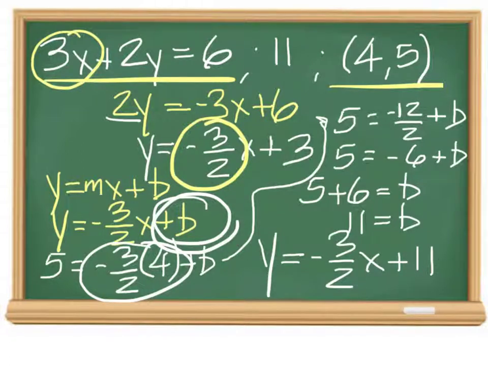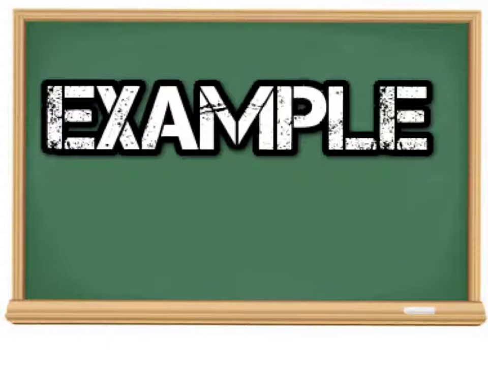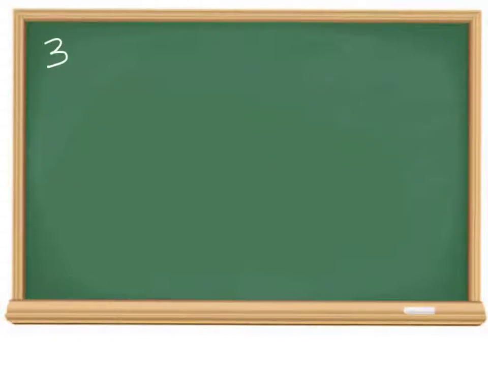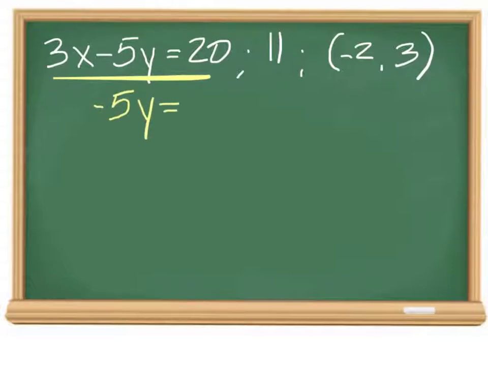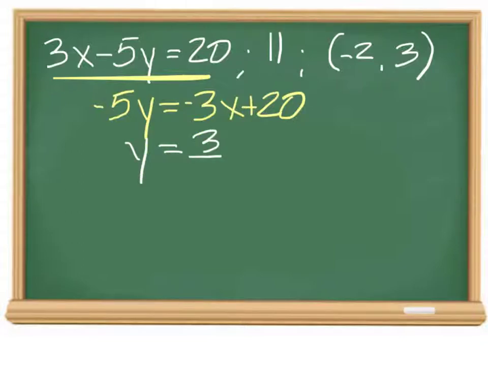Example 2, this one is 3x minus 5y equals 20. You're looking for a line that is parallel and passes through the point negative 2, 3. Change this equation to slope-intercept. Get the y by itself. So move the x term over, change the sign, and then divide everything by a negative 5 to get 3 over 5x minus 4.